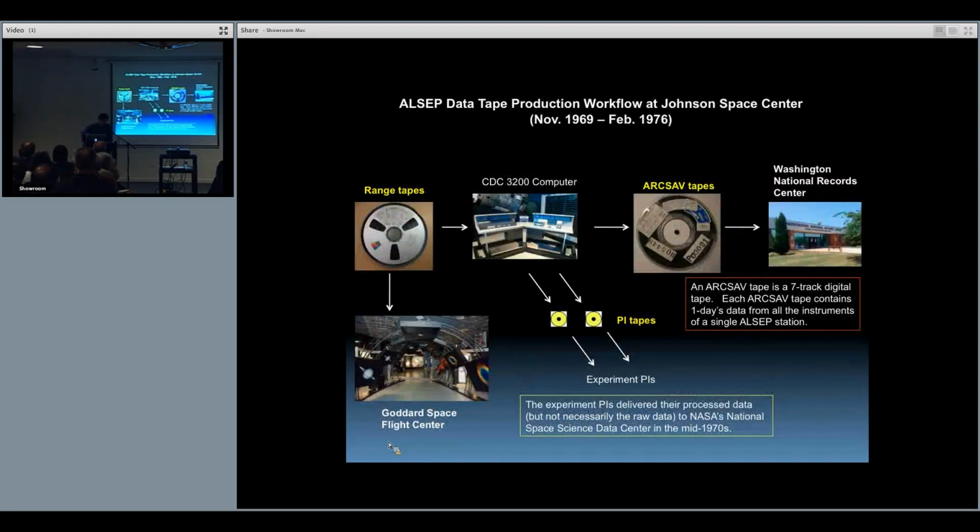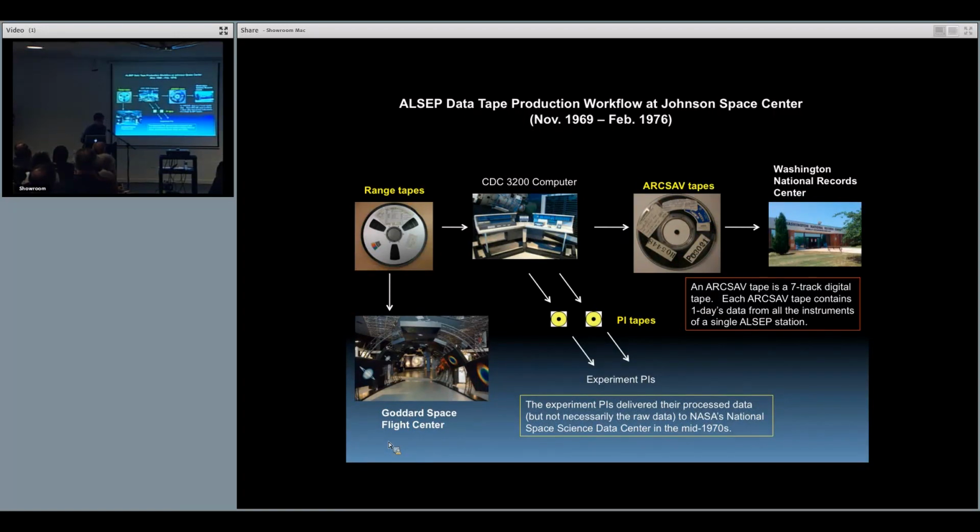The data that was transmitted from the Moon were received at the Manned Space Flight Network stations that were distributed around the globe. Those data were recorded on tapes called range tapes, and the range tapes were sent to the Johnson Space Center for further processing.